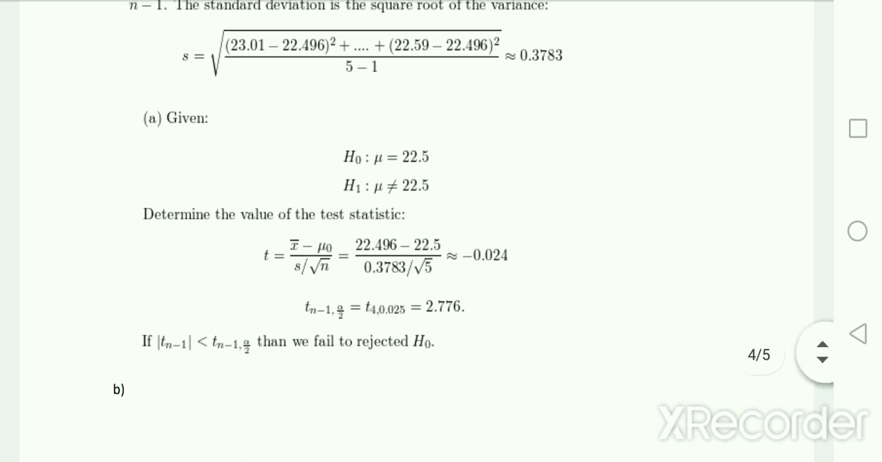In the t distribution we want to check for alpha by 2 with degrees of freedom n minus 1. Actually, it is a two-tailed test, so instead of alpha here we apply alpha by 2. Alpha by 2 means here we have 0.025, and the degrees of freedom n minus 1 is 4. In the t table we check the t value for alpha 0.025 and degrees of freedom 4. If you check the table, that value is 2.776.